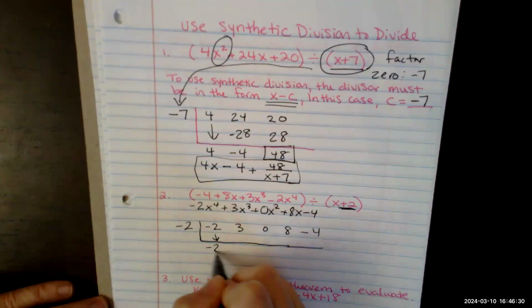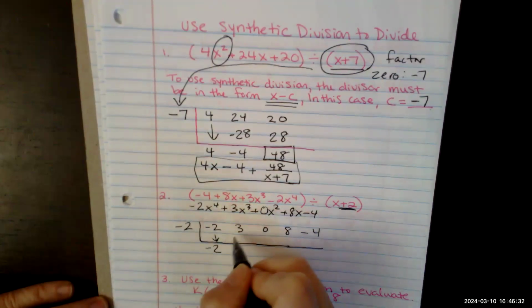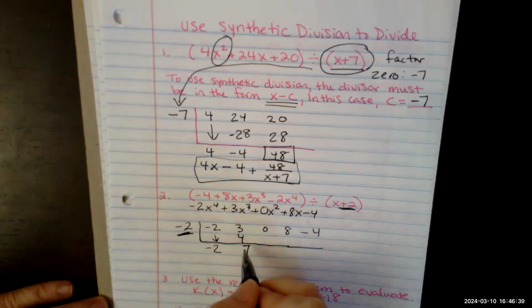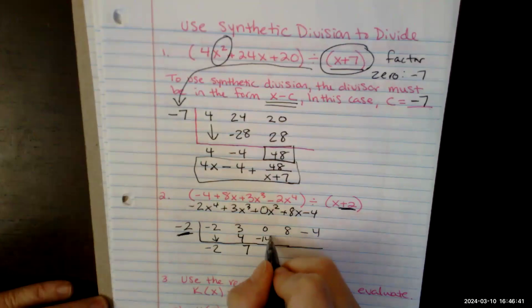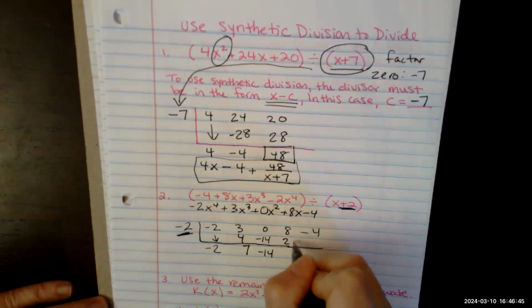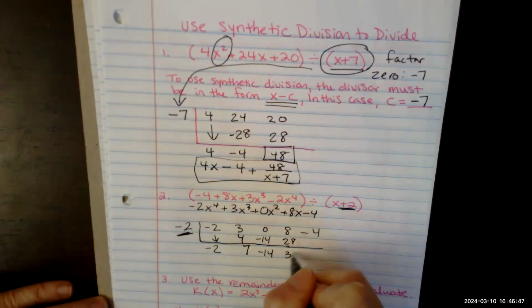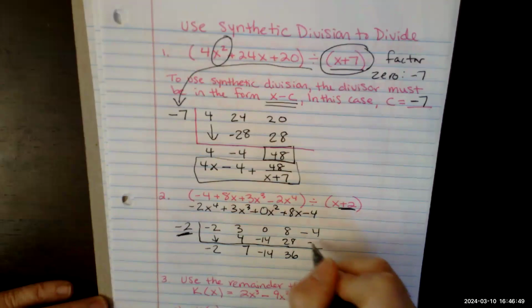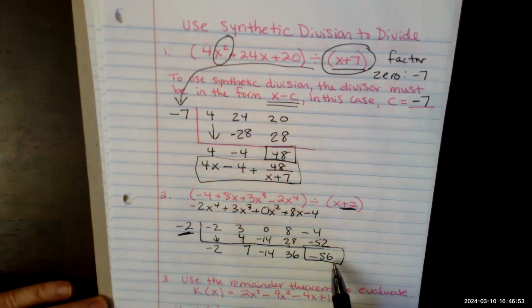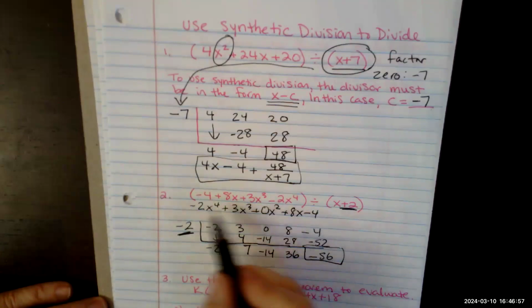Bring down the first number. Multiply, add. We're always multiplying by this. So 7 times -2, and then we add. -14 times -2, and then we add, times -2, and then we add. Box that one to remind yourself that that's the remainder. So what was the highest power when we started?